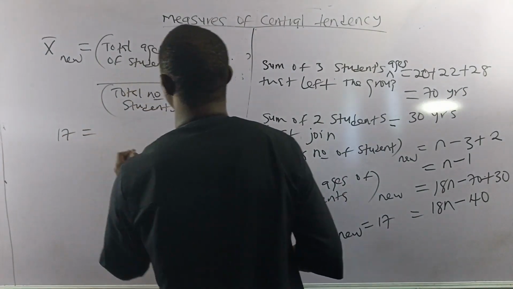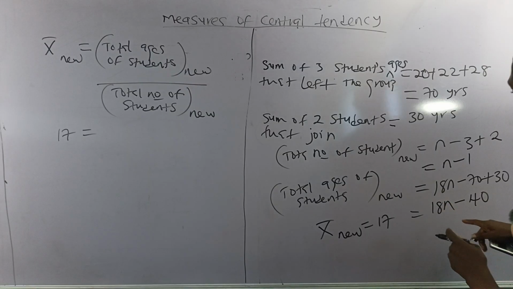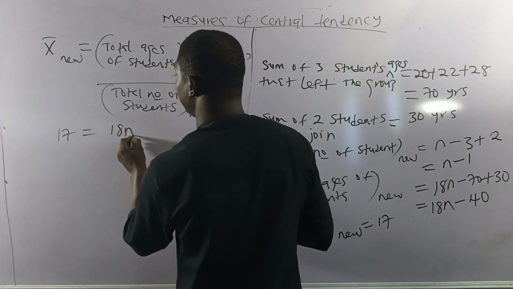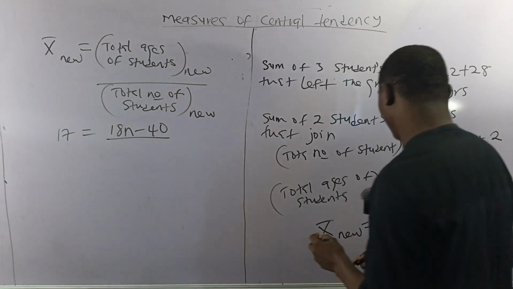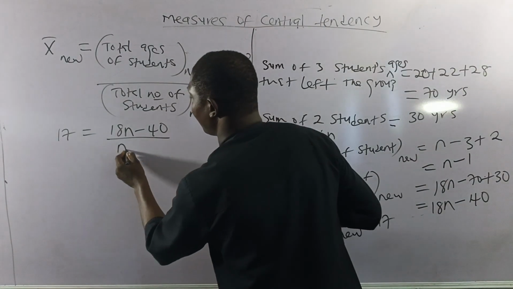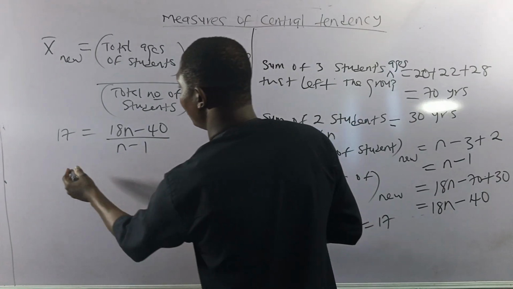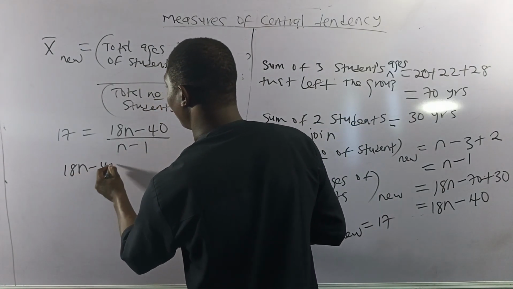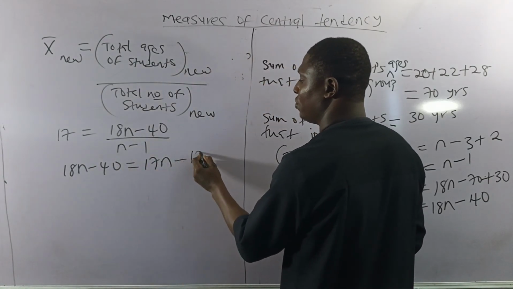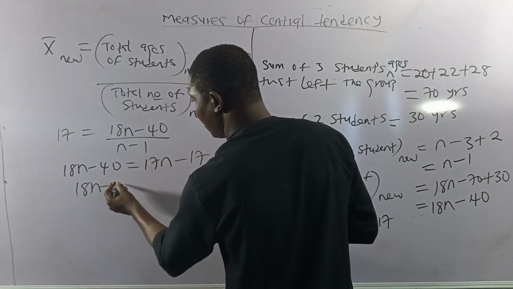Now the new mean is 17. So I have 17 equals total ages of students. Total ages of students is 18n minus 40. 18n minus 40 all over the new number of students. Where's the new number of students? n minus 1. So all we need to do is solve and make n the subject of the formula. So we have 18n minus 40 equals 17 times n is 17n, and 17 times minus 1 is minus 17.